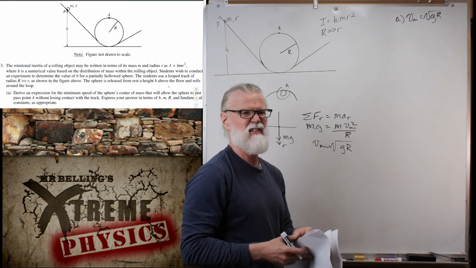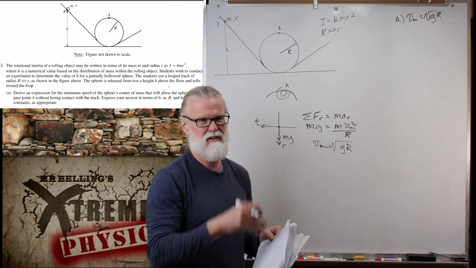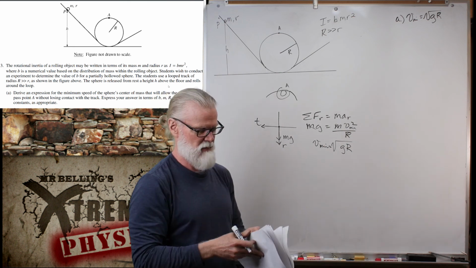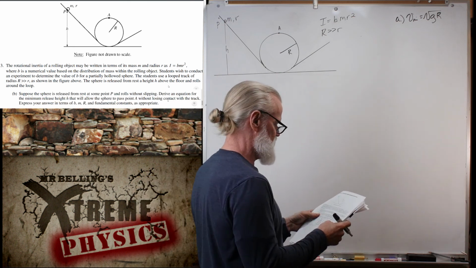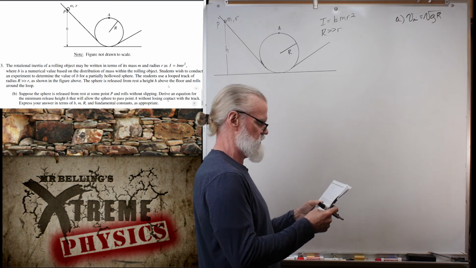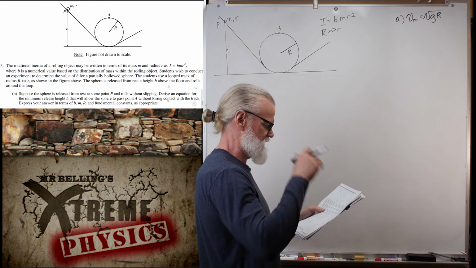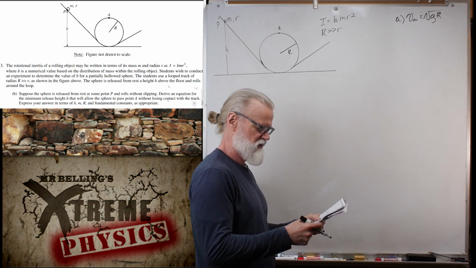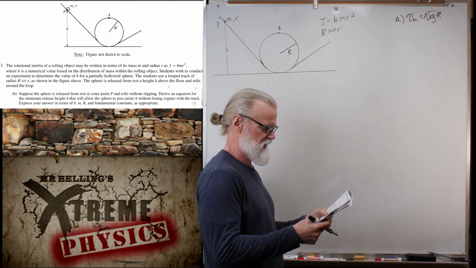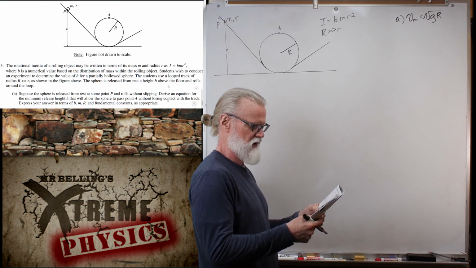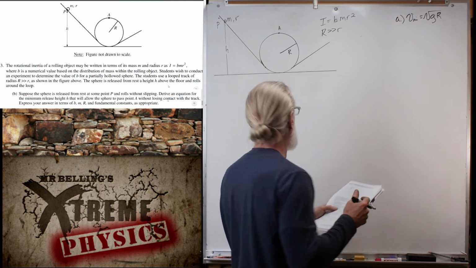That was kind of nice of them to ask that question. They could have just said, what's the maximum height? Suppose the sphere is released from rest at some point P and rolls without slipping. Derive an equation for the minimum height that will allow the sphere to pass point A without losing contact with the track.